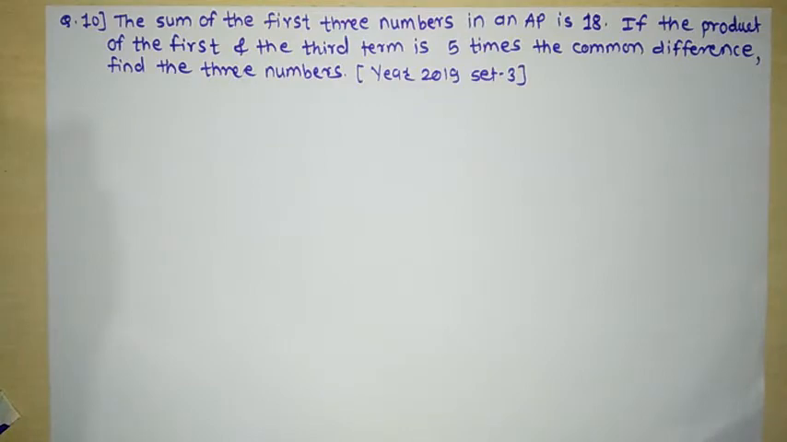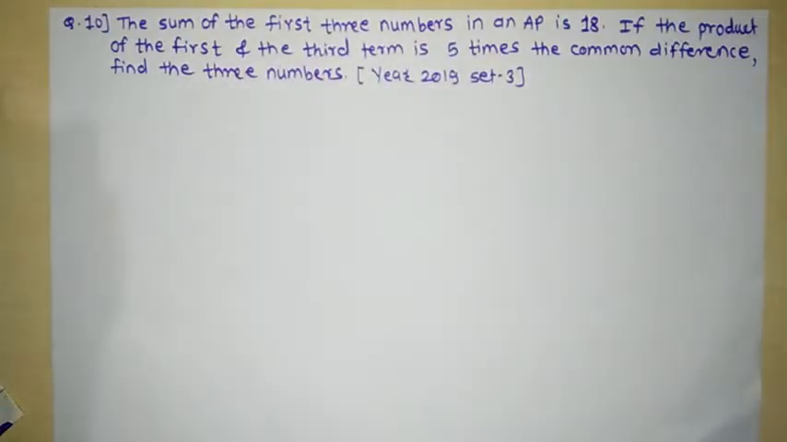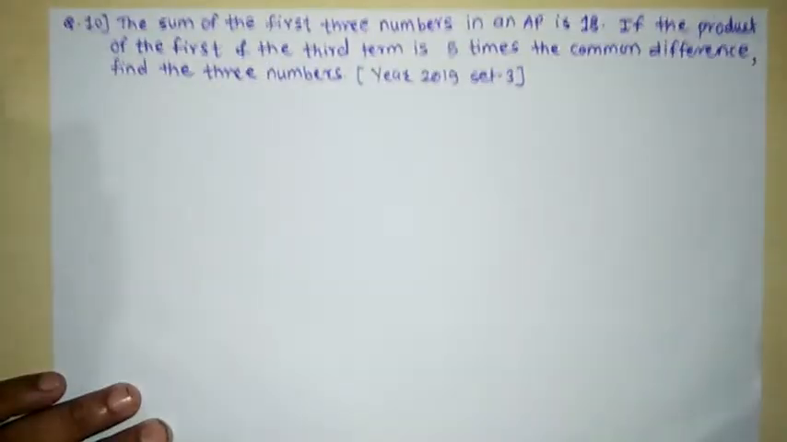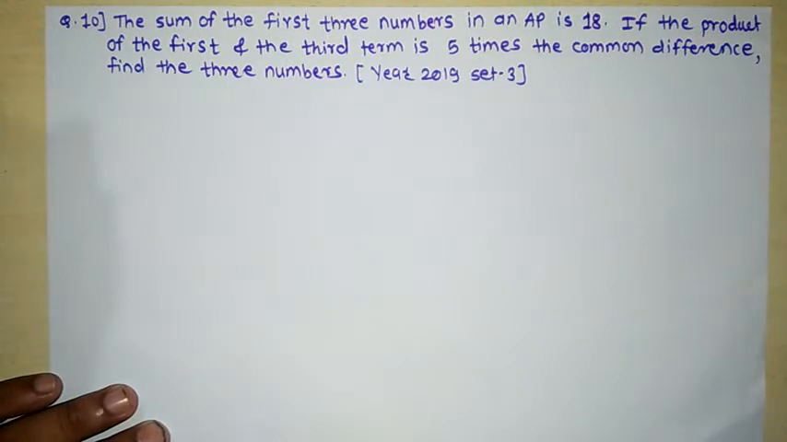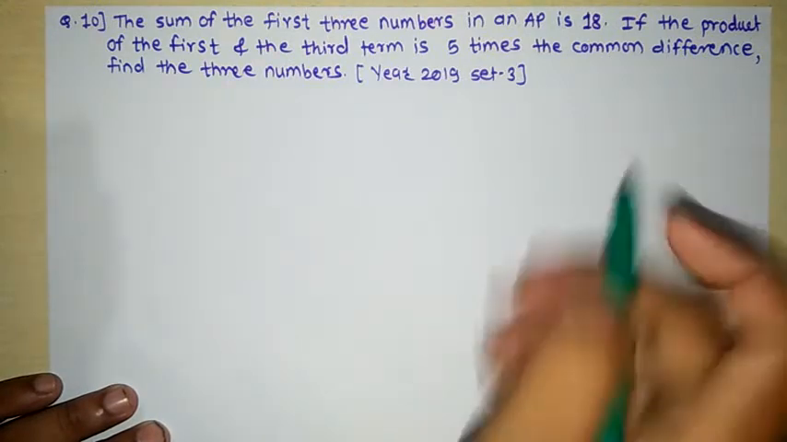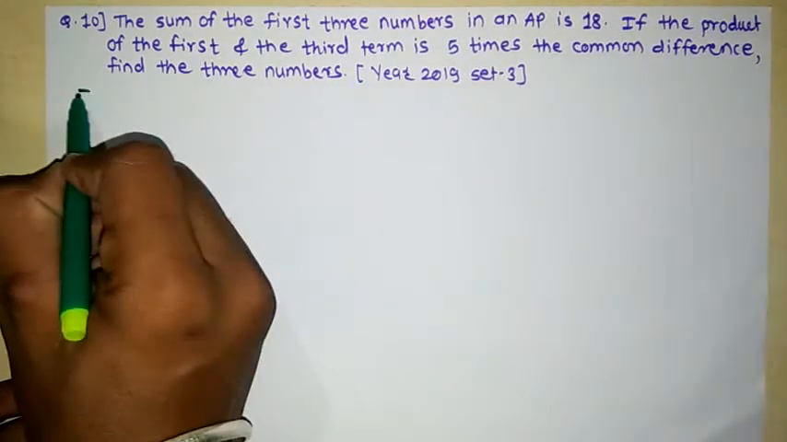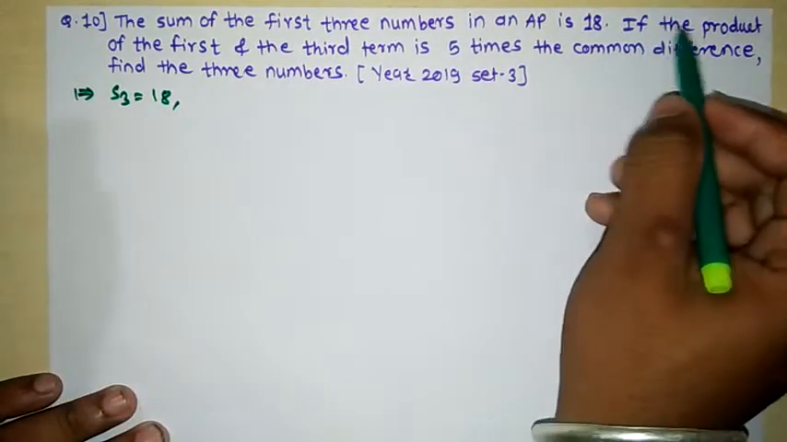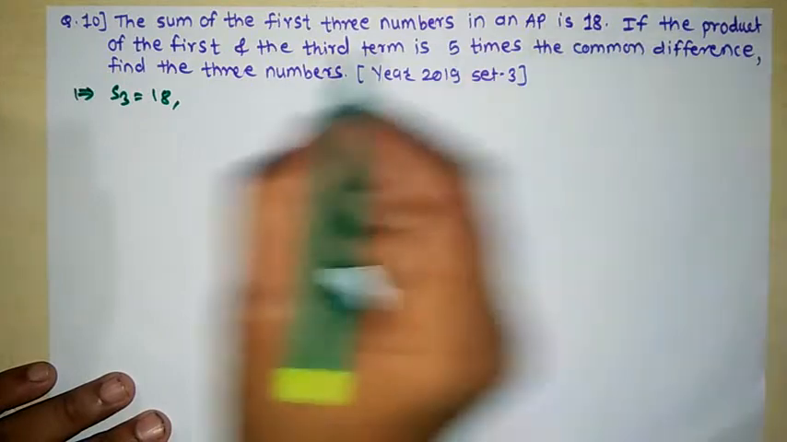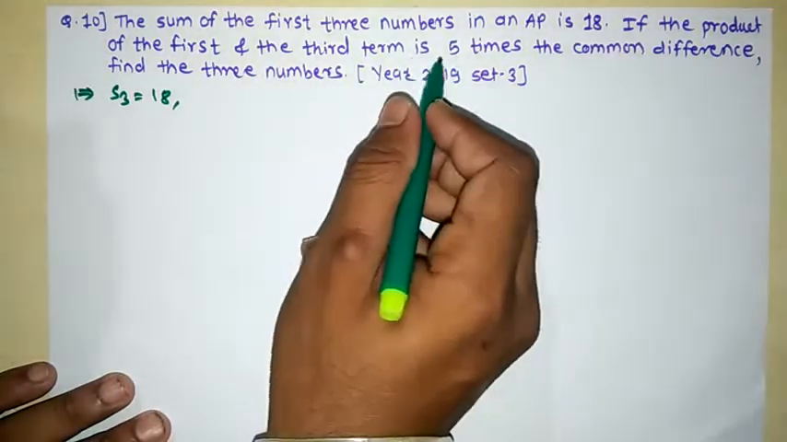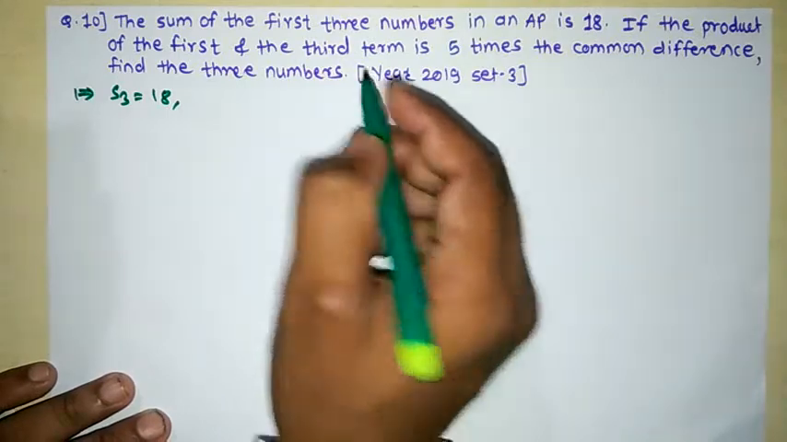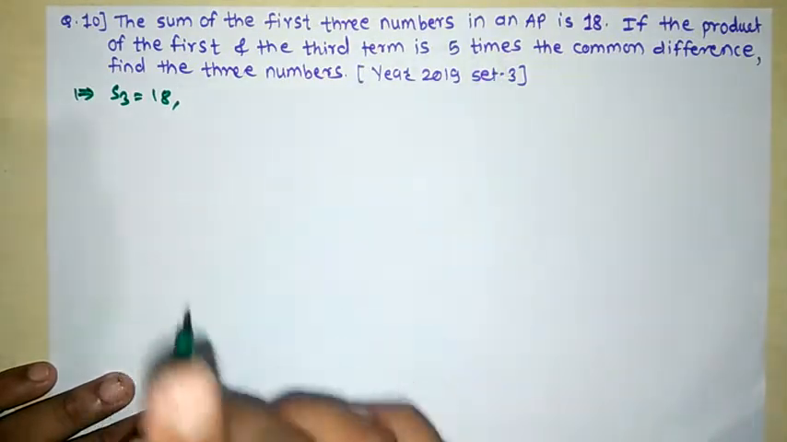Now we will see question number 10. See, in question number 10 what is given? The sum of the first three terms in an AP is 18. I will write simultaneously. Sum of the first three terms is equal to 18. If the product of the first and the third term is 5 times the common difference, find the three numbers. We have to find the three numbers. It was asked in the year 2019, set number 3.